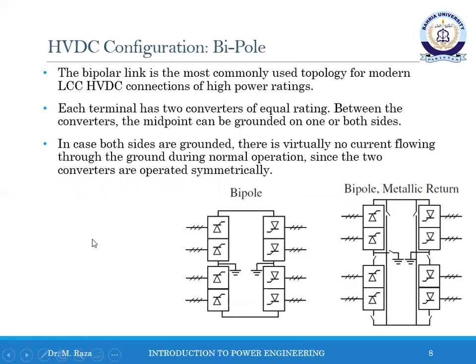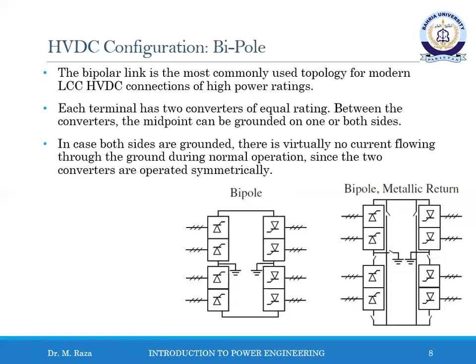The diagram of the bipolar configuration is shown over here. Bipolar system requires lower voltage rating for equal power transfer compared to monopolar system. The monopolar connection requires a pole of double voltage rating, while the bipolar system would require two cables of single voltage rating.